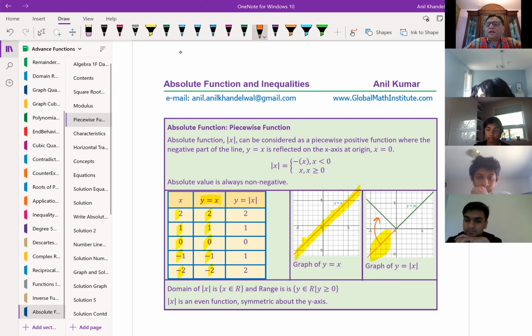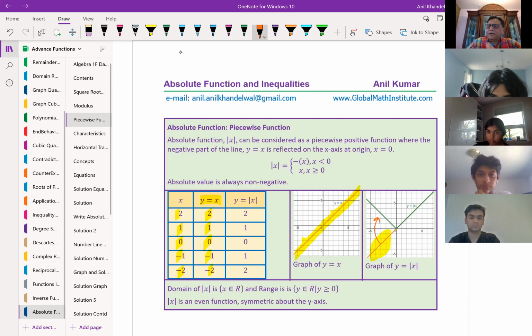And what do we get? We get our absolute function, which is shown in green. Perfect. So that is the absolute function. As soon as you make that curve, you see that y is always greater than or equal to 0. It is non-negative. Perfect. Is that graph of the absolute function absolutely clear to all of you?